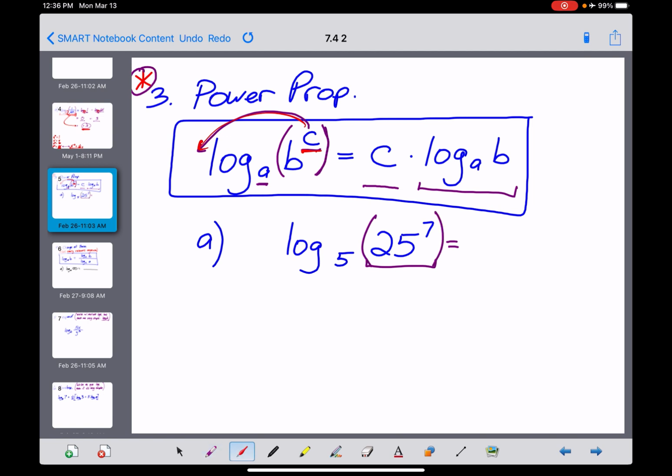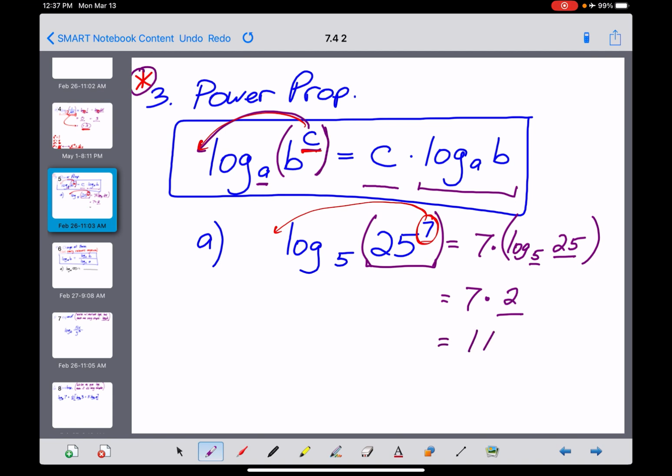When your product contains an exponent, the power property says let's take that exponent and bring it out in front as a coefficient. So this now becomes 7 multiplied by the log base 5 of 25. You don't have to write this, but effectively I'm going to worry about that logarithm first. And as I hope you can see, log base 5 of 25 is rational and pretty easy. 5 raised to what power is equal to 25? 2. And now we just end up with 7 times 2, and our answer here is 14.